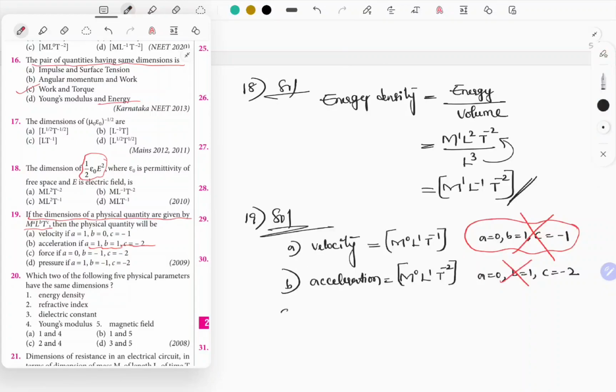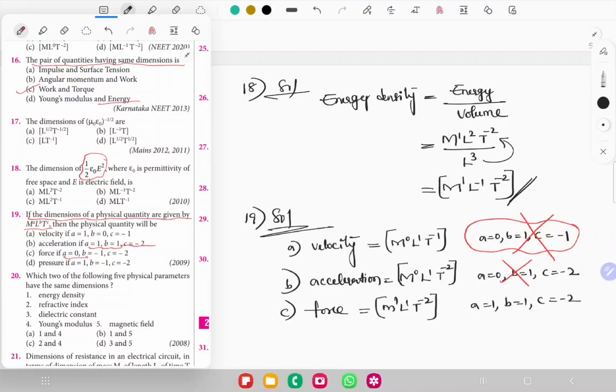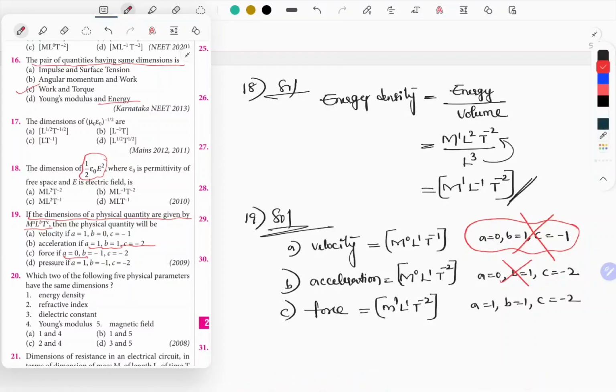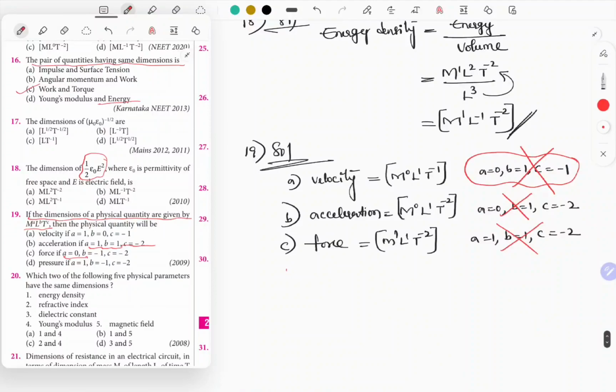Okay. Let me get into option C. Force. We know the force dimensional formula: M power 1, L power 1, T power minus 2. Now here a must be equal to 1, b must be equal to 1, c must be equal to minus 2. Check: a is 0. No, in the first line itself it is not matching. So it is a wrong answer. Next. Whatever answer is left, that is correct only. Let me check whether it is going to be correct or not.